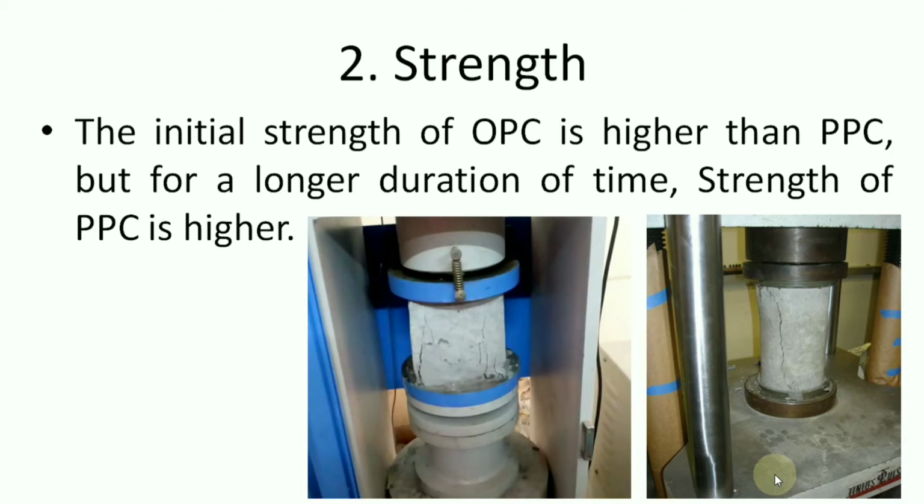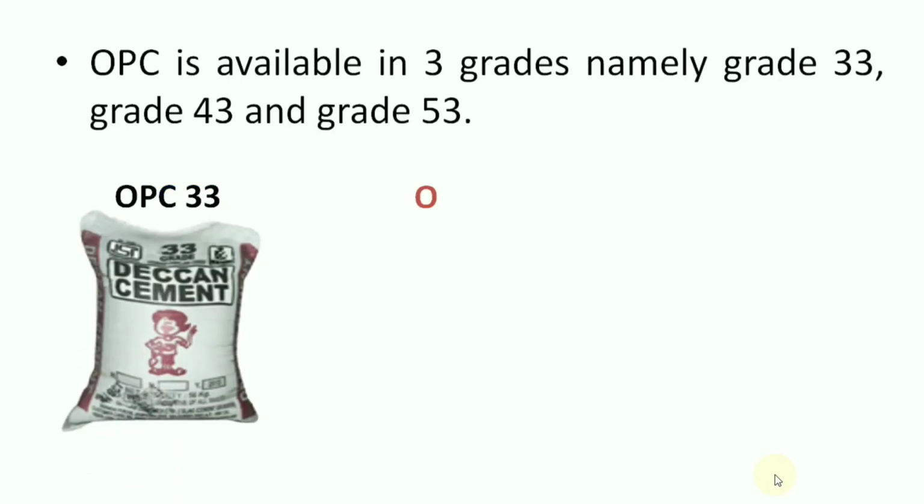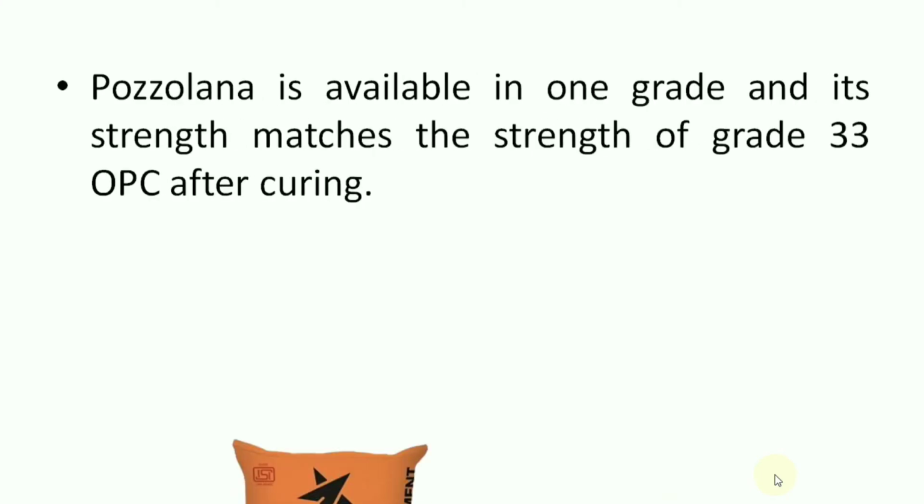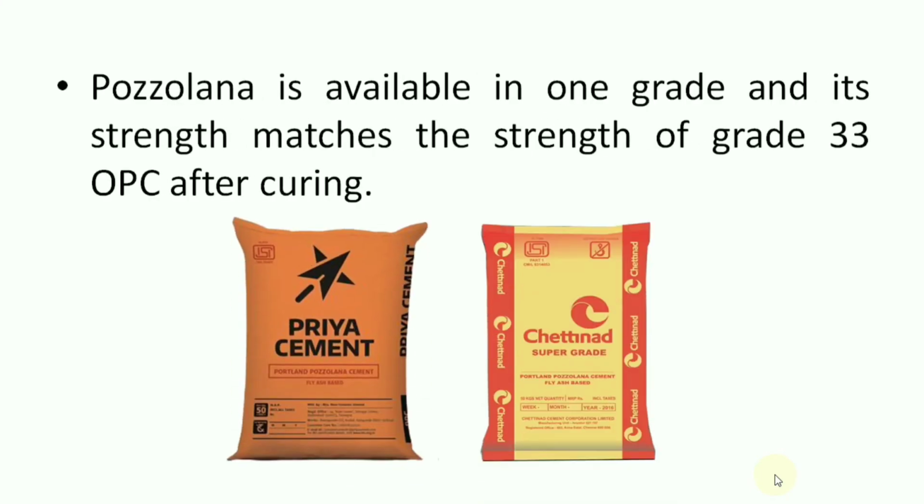Next is availability. OPC is available in 3 grades, namely 33 grade, 43 grade and 53 grade. PPC is available in only 1 grade, which makes the strength of 33 grade OPC after curing.